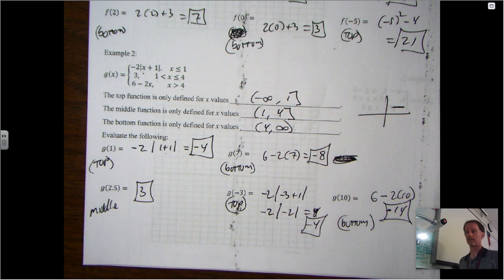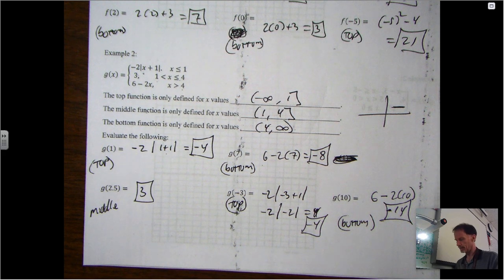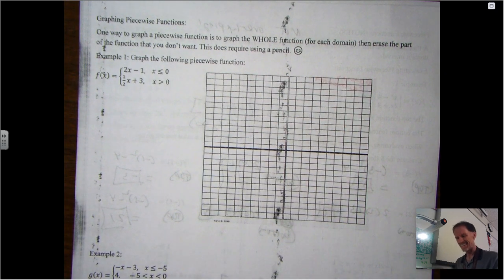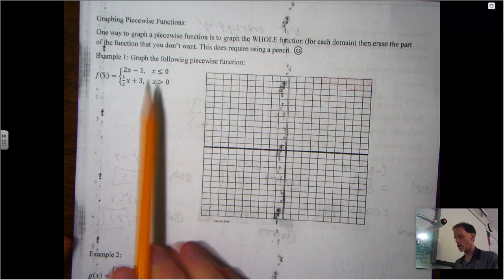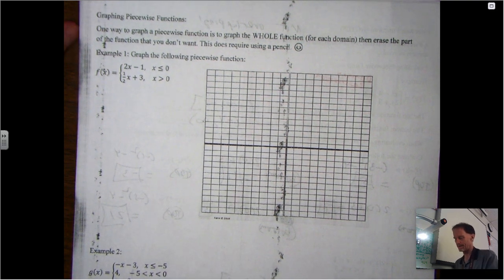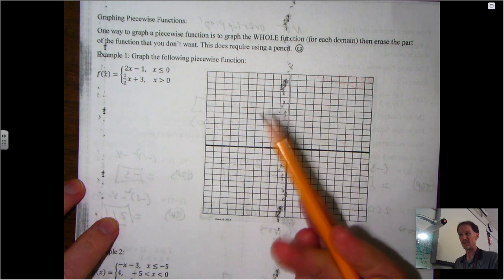Okay, so that's evaluating. Again, know your domain restrictions, figure out what x value, where it falls into your different domains, plug it in, get the single answer for each one, and you move on. Let's go to graphing. And for this one, I'm actually going to use a pencil, even though I hate using pencils, because I think the easiest way to graph these things, and I've done this a few different ways, is look at the function, graph the whole thing, just like you would in previous math classes. But then look at your domain restriction and just erase what you don't want.